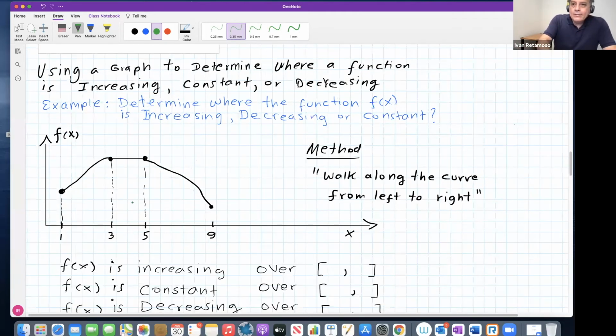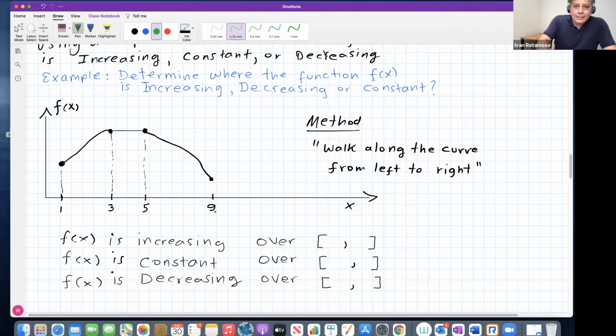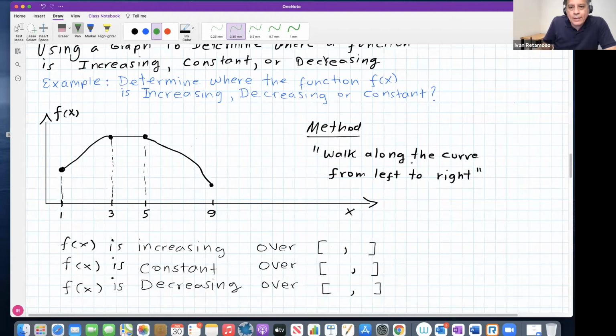Well, suppose this is your function, and this is its graph. The method is to walk along the curve from left to right. How? If you walk along this curve from left to right, notice that basically you are going up, going up, going up. This tells us that the function is increasing. So your function is increasing up to here.